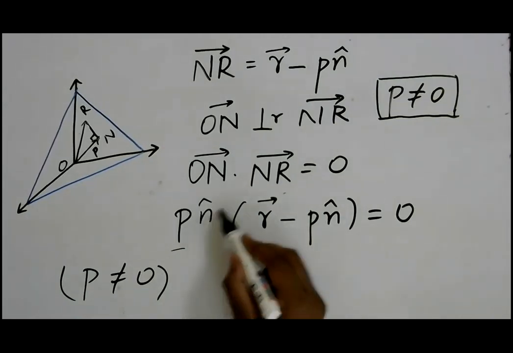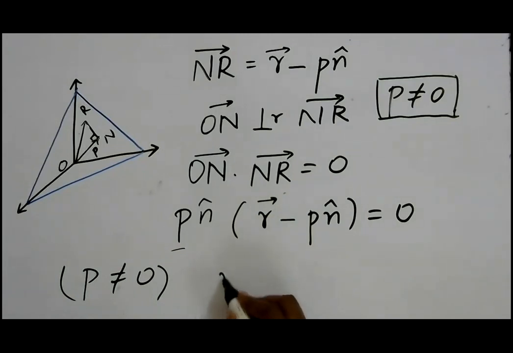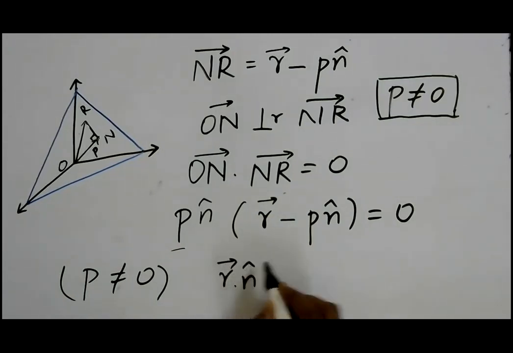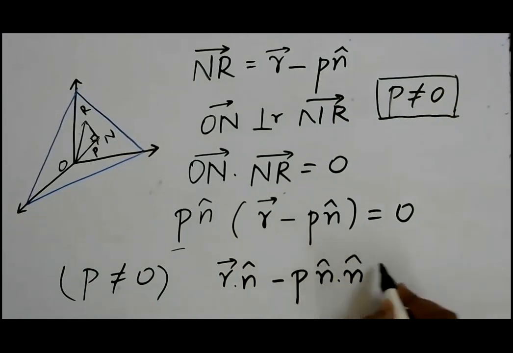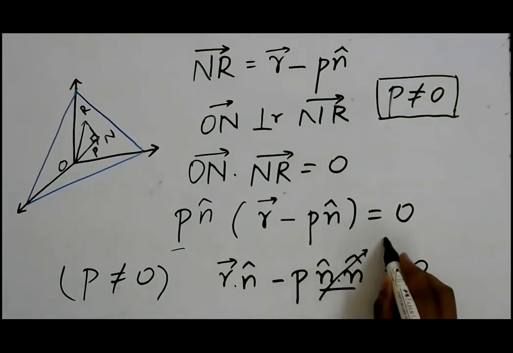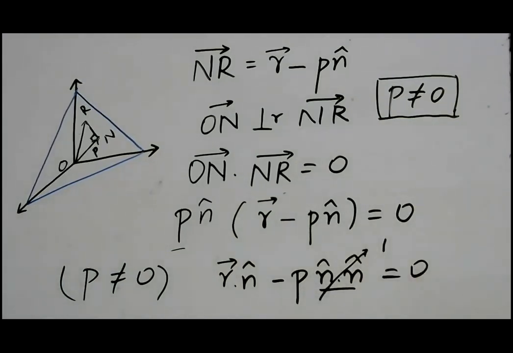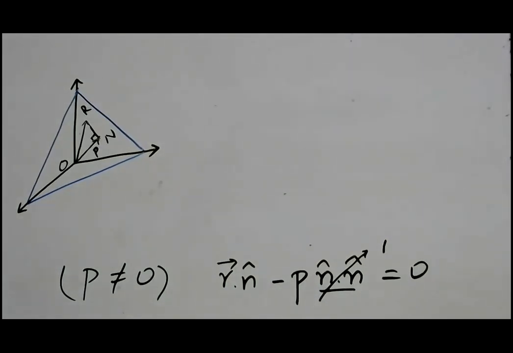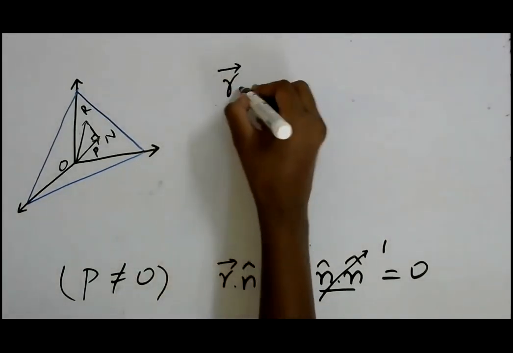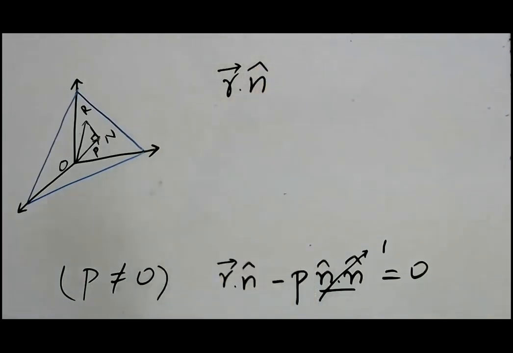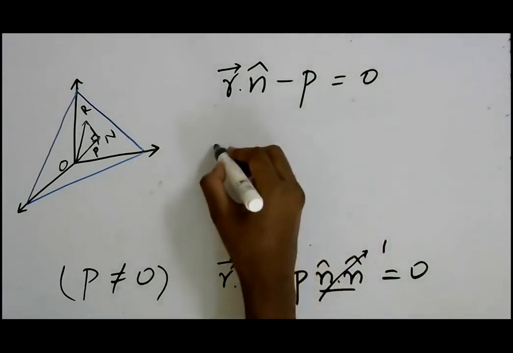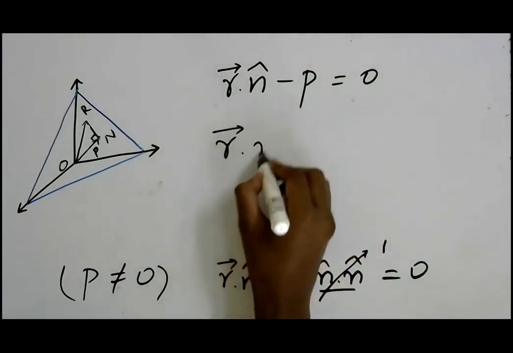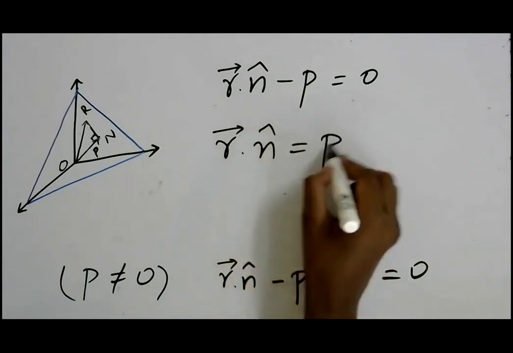So let's just multiply this n vector inside. So we have r vector dot n vector minus p times n vector dotted with itself is equal to 0. Since this is a unit vector, this value becomes 1, right? So now we are only left with r vector dot n cap vector minus p is equal to 0. We can also rewrite this as r vector dot n cap vector is equal to p.